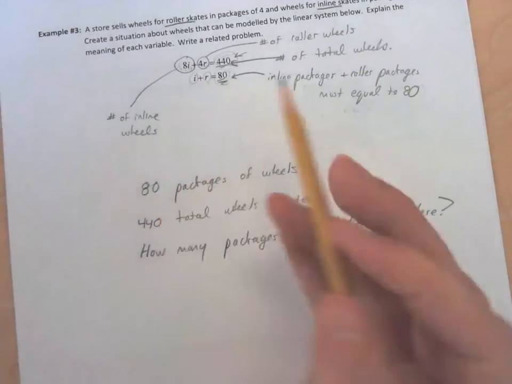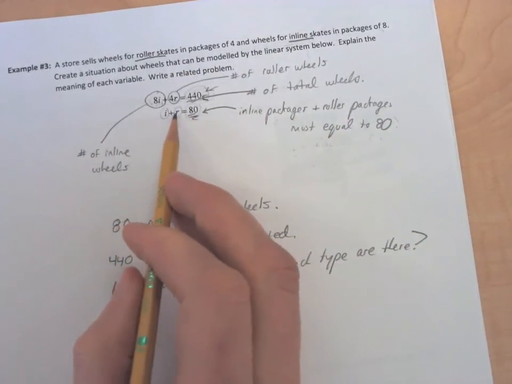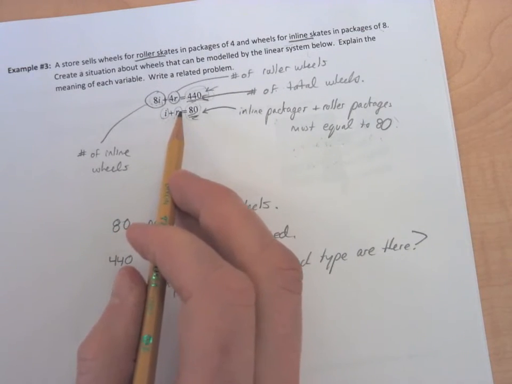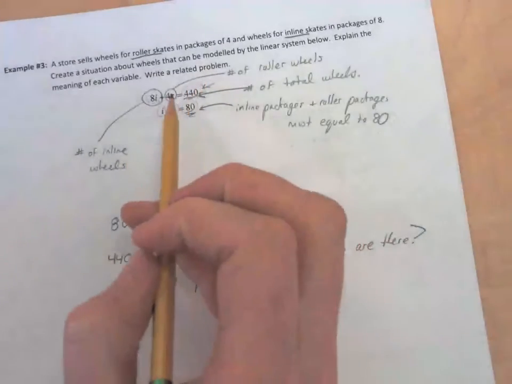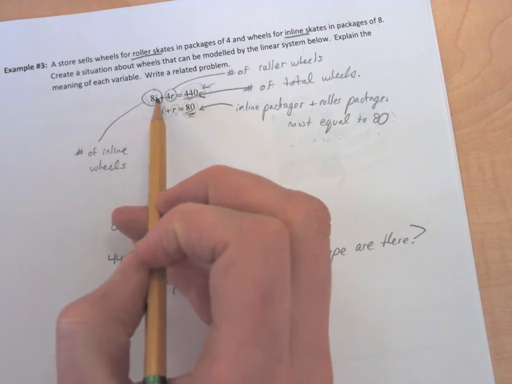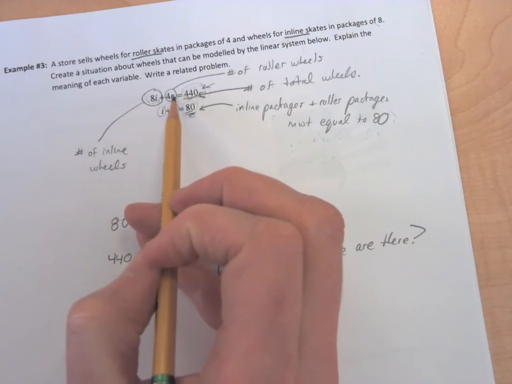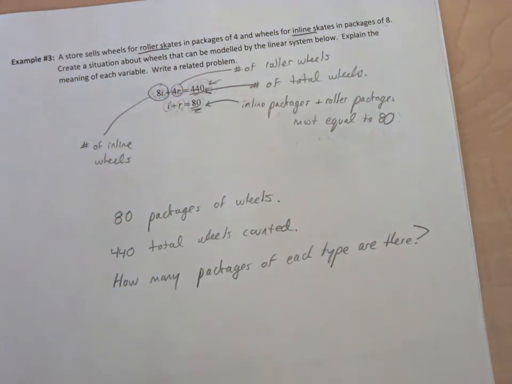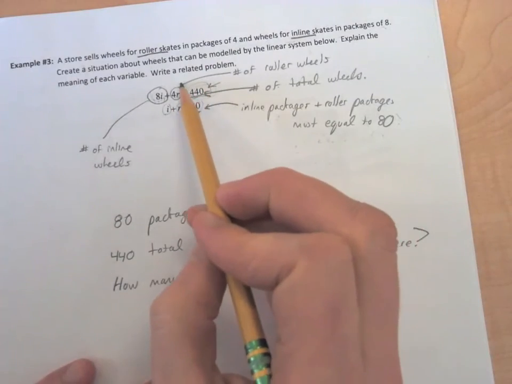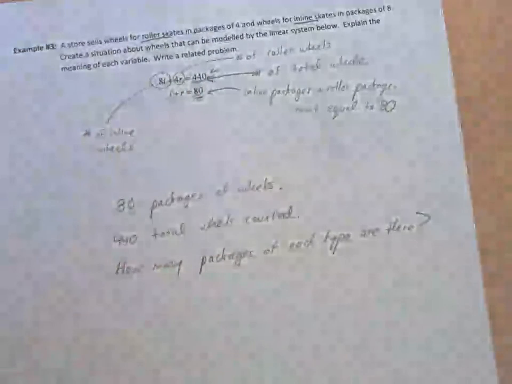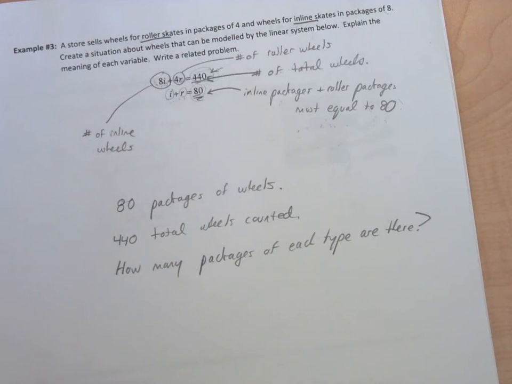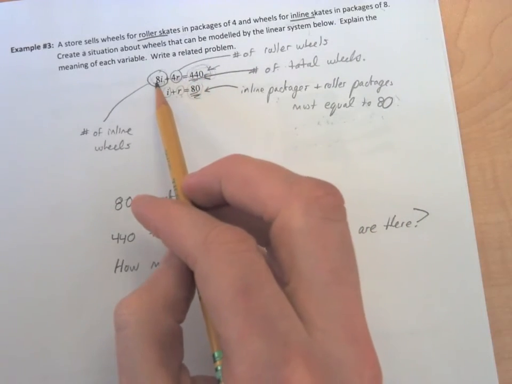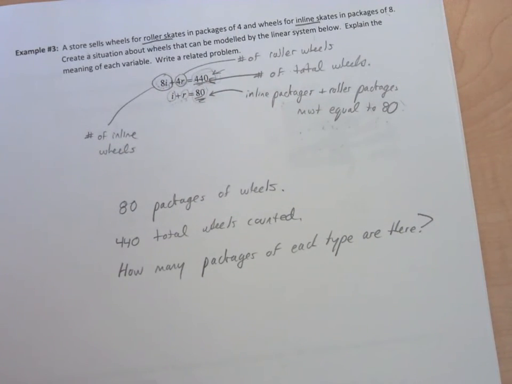Another thing that you could think of is say you defined I to be number of wheels and R to be number of wheels, then your wheels of inline plus your wheels of roller skates must equal 80. But then this value here would have to be number of wheels times 8 plus number of roller wheels times 4 equals 440, and that might be a little tougher to come up with some sort of problem that mimics that, but that would be another way that you could do it. You just have to be a little creative in how to get to 440 by going 8 times your number of wheels or something like that.